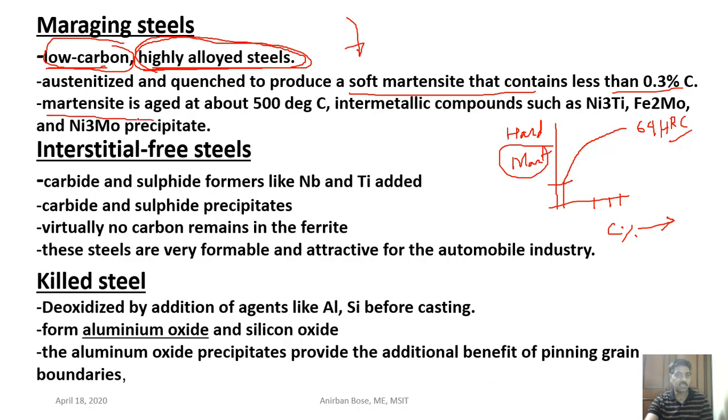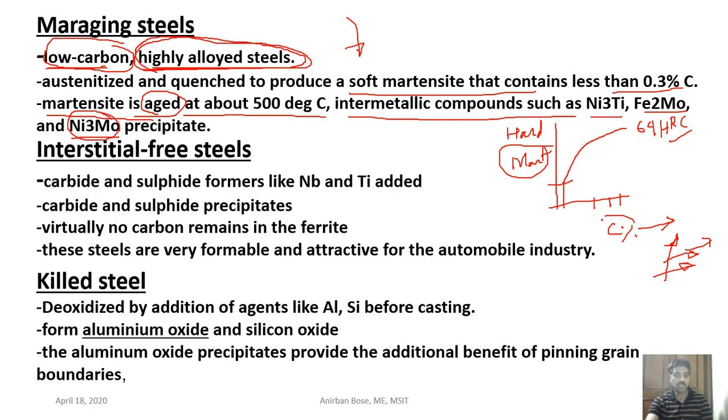Now after that, what is done is this martensite is aged at about 500 degrees centigrade. We have not yet discussed aging, but basically the meaning of it is that you now raise the temperature to 500 degrees centigrade and keep it there for a long time. Then with the increase of time, gradually precipitation will come. What will happen basically, as you are aging, is that intermetallic compounds like Ni3Ti, Fe2Mo, Ni3Mo, this kind of intermetallic phases will precipitate out from the structure.